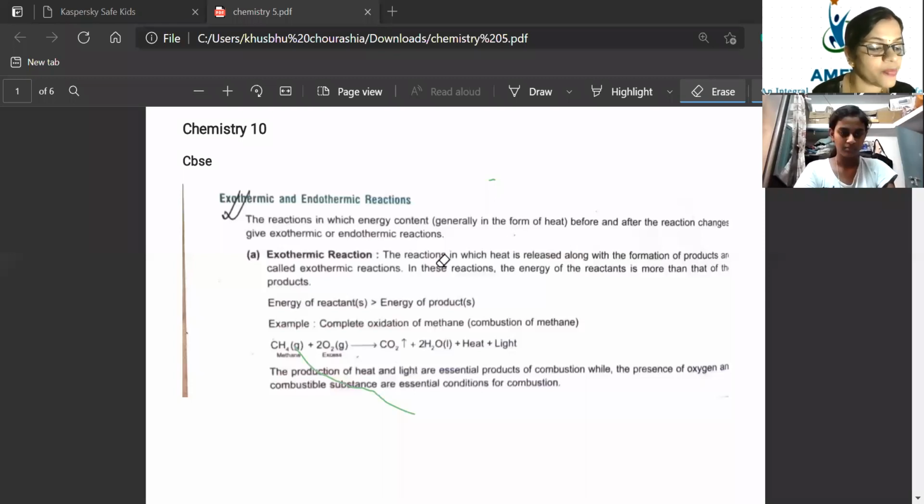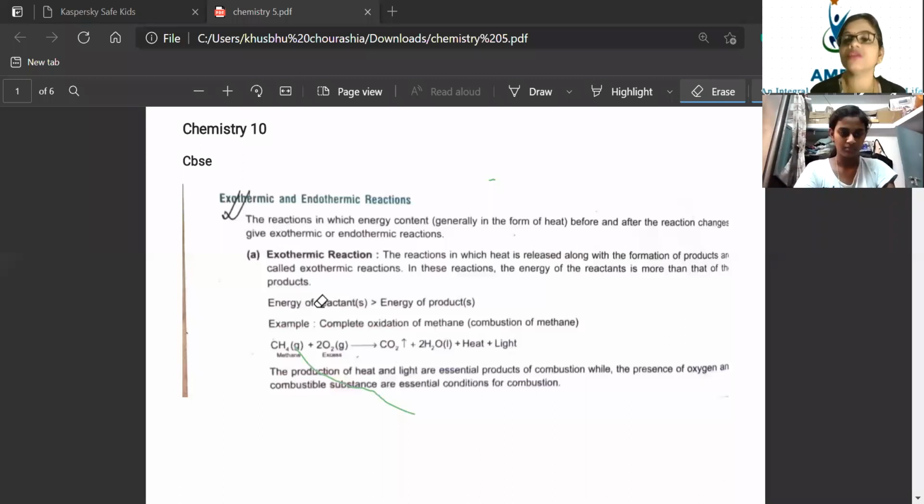So let's go to the point and see exactly how heat is released in an exothermic reaction. The reaction in which heat is released along with the formation of product is called an exothermic reaction. In this reaction, the energy of the reactant is more than that of the product, 100%. I have collected this material for you so that you can understand one very important thing: whenever heat is released, the product energy becomes less.